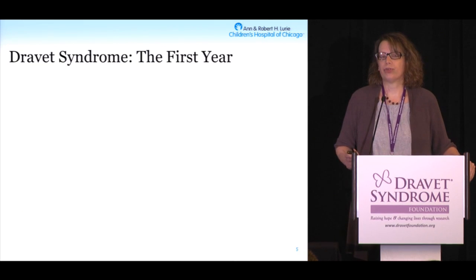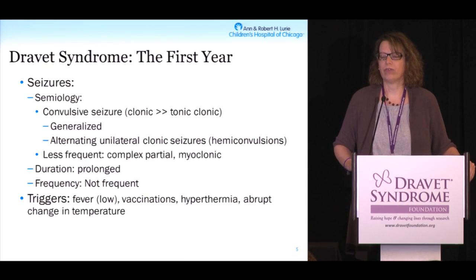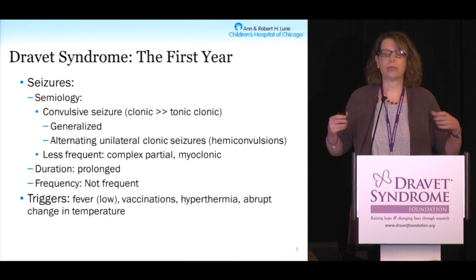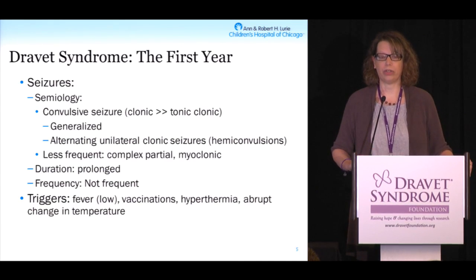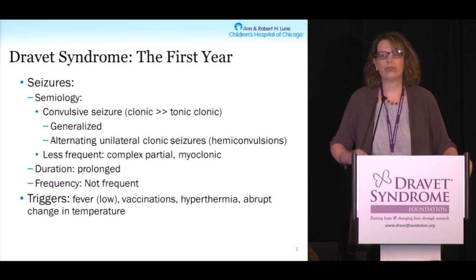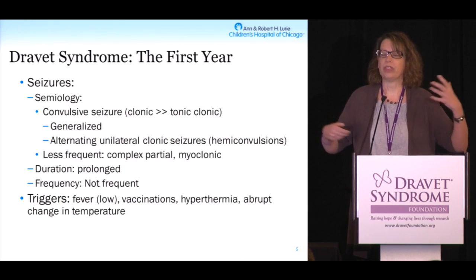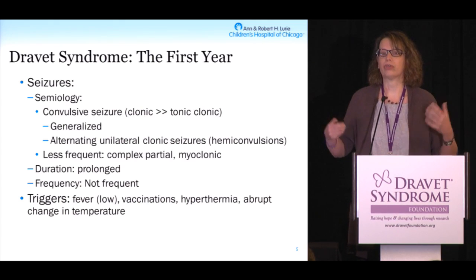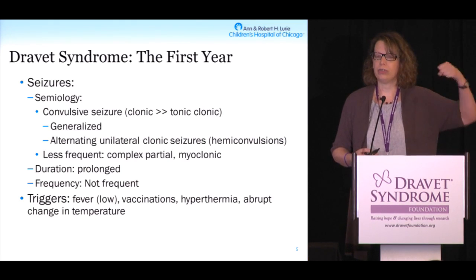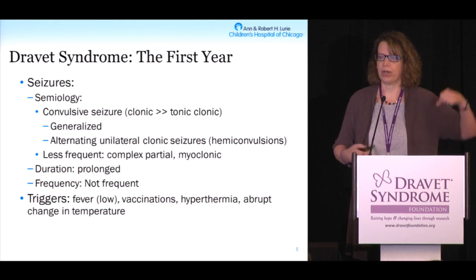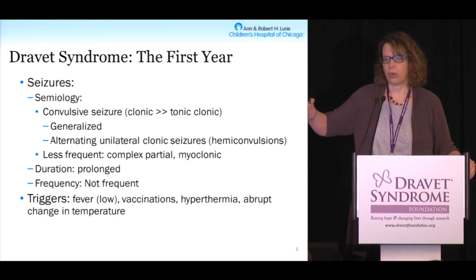Then after that first seizure, in that first year, 12 to 18 months of life, the seizures themselves still tend to be convulsive primarily. That's the most dominant seizure type, with the full body or the one side of the body jerking. Now, once you start getting more seizures, something that may arise is alternating unilateral hemiconvulsions. So you come in with one seizure that's, let's say, on the left side of the body, and the next seizure on the right side of the body.